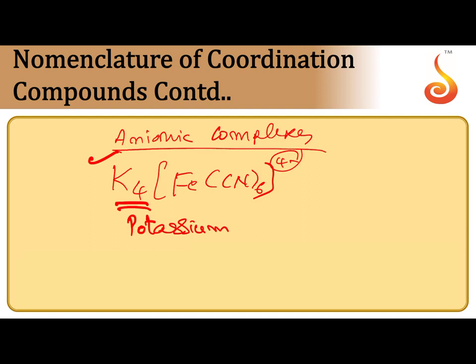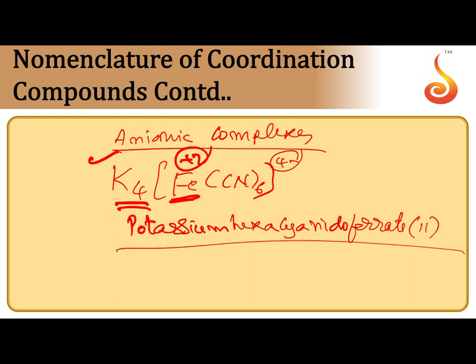Then hexacyanido. First you write the names of ligands along with their number. Hexacyano or cyanido. This is the latest method, cyanido. Then the central metal atom is iron or ferrum. Its oxidation state is +2. Remember, in anionic complexes, the name of the central metal atom ends with ATE. At that time, better you take the Latin word ferrum, ferrate. The oxidation number is mentioned in the bracket, II. Potassium hexacyanidoferrate(II).